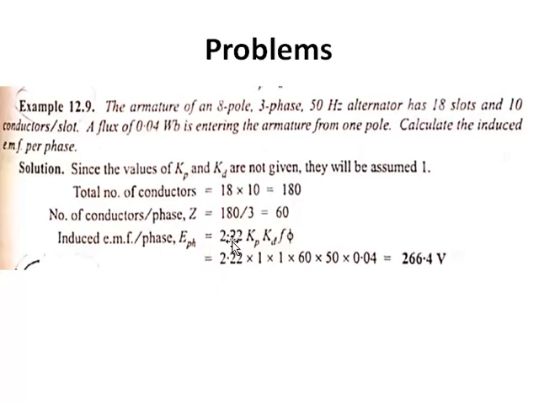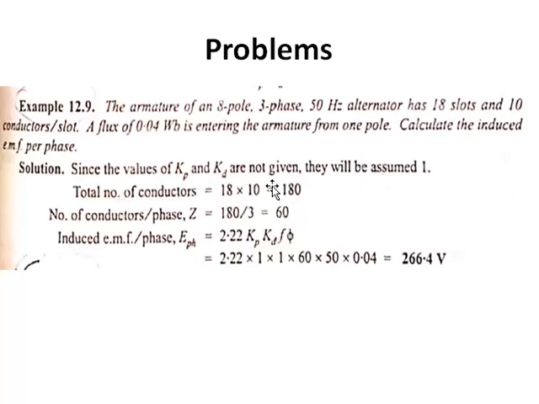And what is the equation? 2.22 kp kd f into phi. And here kp and kd are not given. The first thing we are going to do is, since those values are not given, we will assume them to be 1. So kp is equal to 1 and kd is equal to 1.